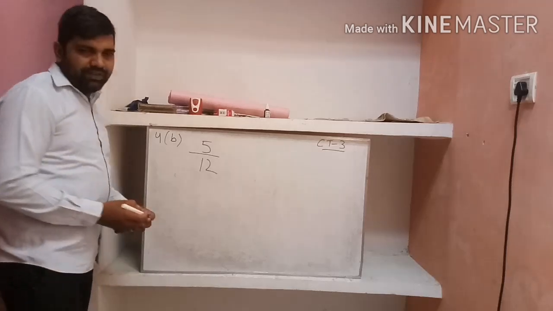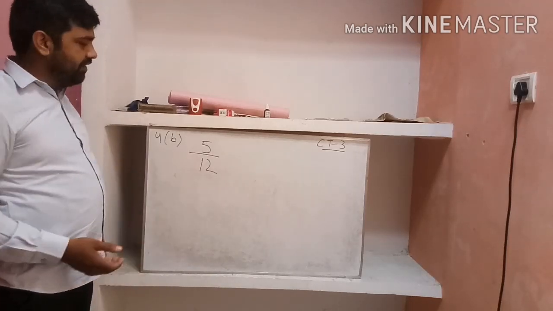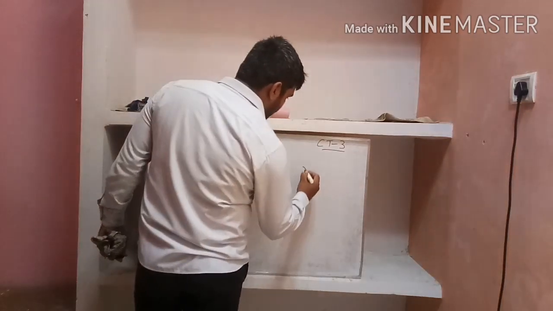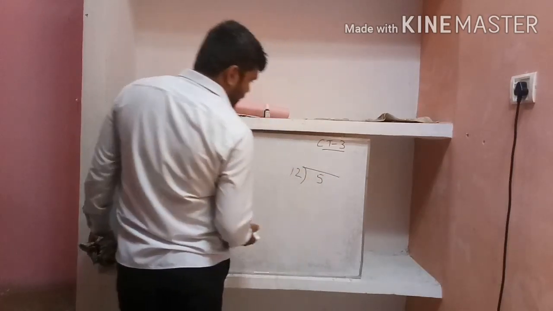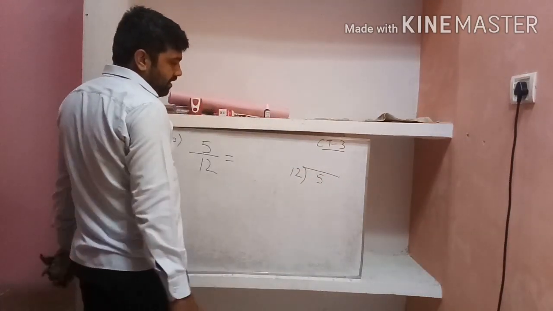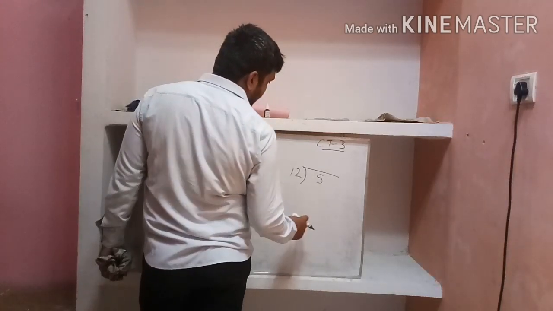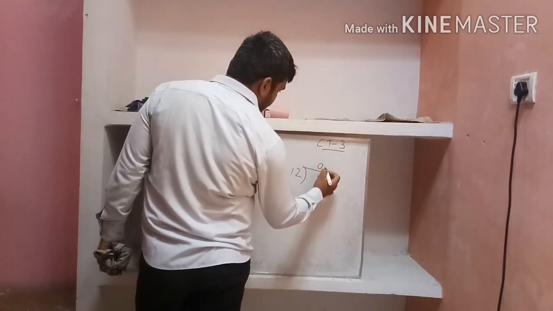So this cannot be converted to a multiple of 10. So in this case we divide this 5 by 12 and we write its decimal value. Here I am going to divide for you. Divide 5 by 12. Since 5 is smaller than the divisor, in the quotient place I will put a zero and a decimal point.